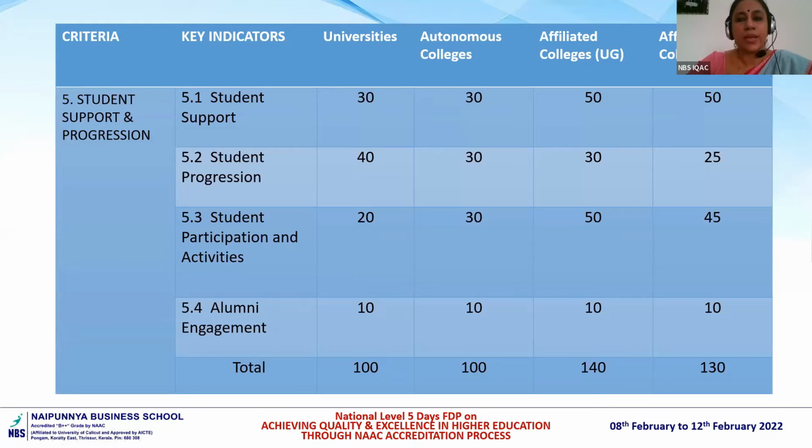So this is where you can see the student support key indicators. This is mainly criteria 5, which we call student support and progression. The key indicators you can see here are student support, 5.1, student progression, 5.2, student participation and activities, 5.3, and the alumni engagement, 5.4.